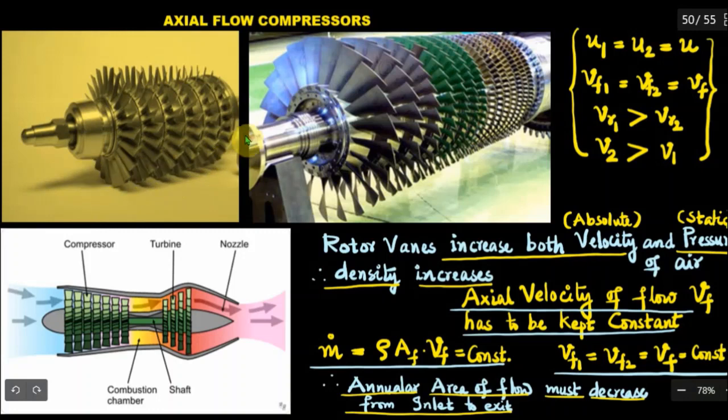So here we have another rotor with a limited number of stages, maybe 5 to 6 you can count, and here this is the turbojet engine that is making use of an axial flow compressor, and it's a schematic diagram.